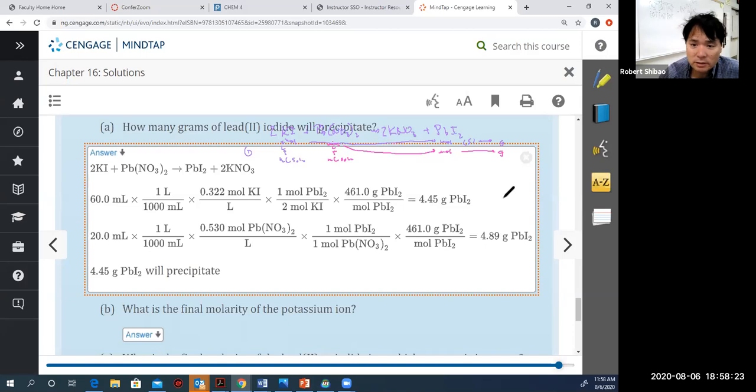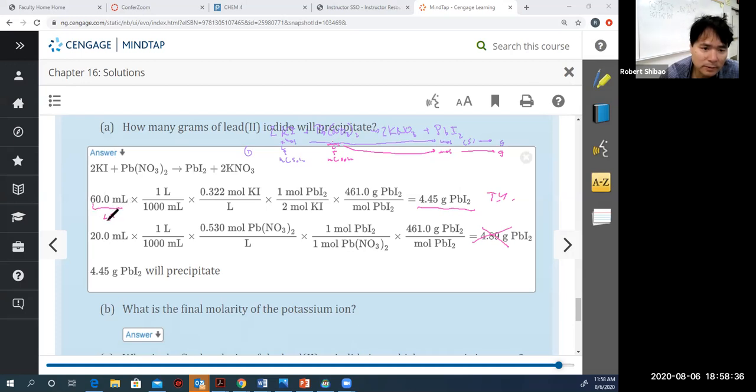4.45 is what we call the theoretical yield. That's how much in theory we can form from this reaction. So this is the theoretical yield, TY. This other one is impossible. We can't have that. This is the LR, limiting reagent. Limiting reagent is 60 milliliters of KI solution. This is the excess reagent here. So we don't need that much here.